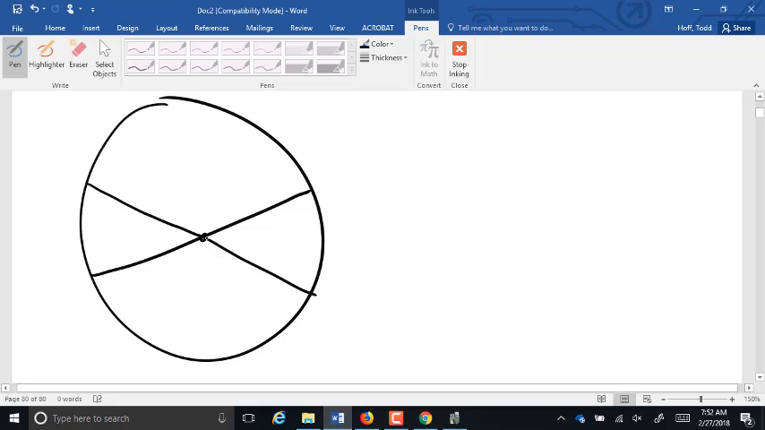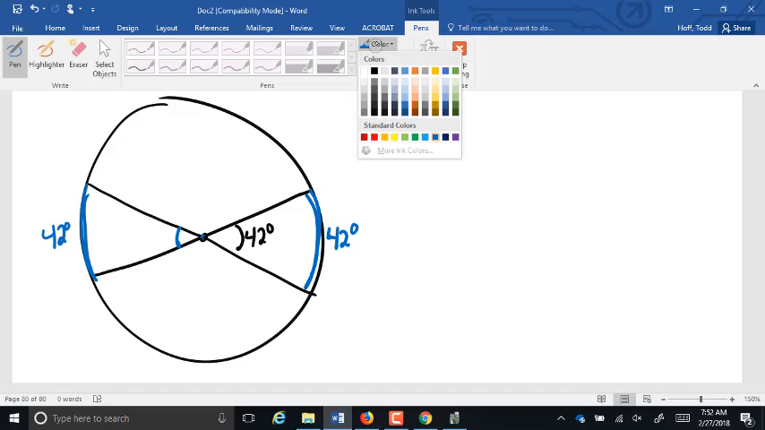Pretend that's the center of the circle. If this here is 42 degrees, what is the total of this arc plus that arc? Well, this arc has to be what? 42 degrees, right? This arc here has to be 42 degrees, because this is also 42 degrees. That's the center of the circle.